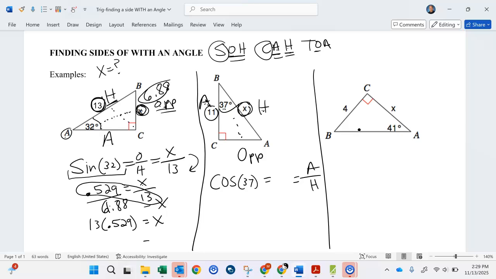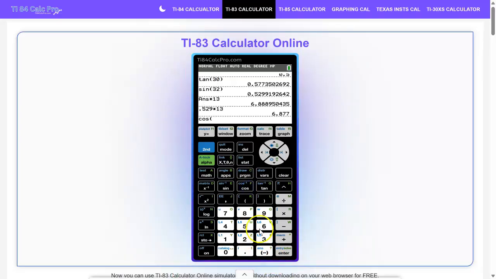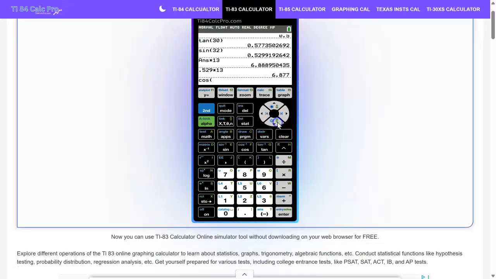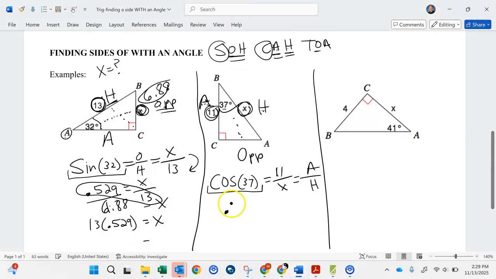Well, what is A? A, we have a number for that. 11 from over here, but what is H? Well, that's X. We don't know what it is. So now we're going to use our calculator to get this. Okay, so that's cosine. Cosine 37. Enter, and that is 0.798. 0.798 equals 11 divided by X.